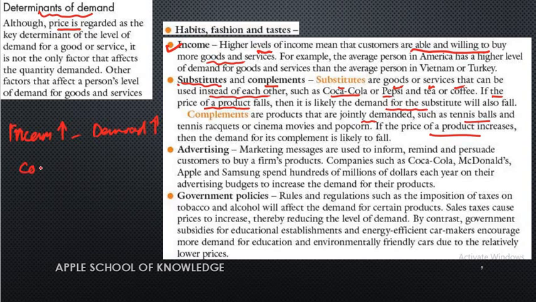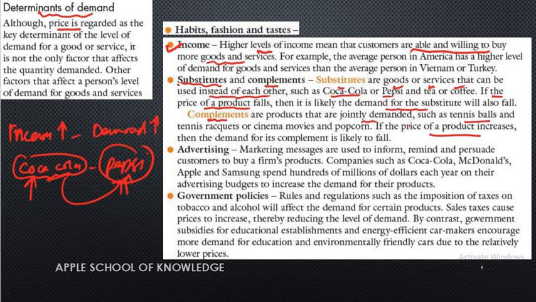This is the Coca-Cola, and this one we have Pepsi. Clear? Now, if the price of Coke is increasing, then definitely the demand for the Pepsi will be increasing. Why? Because the people will decrease the demand of the Coke and will go for the Pepsi, right? So when there is a substitute available, then definitely the price of one product goes up, the demand for the substitute will be increasing. And what about the complement good?